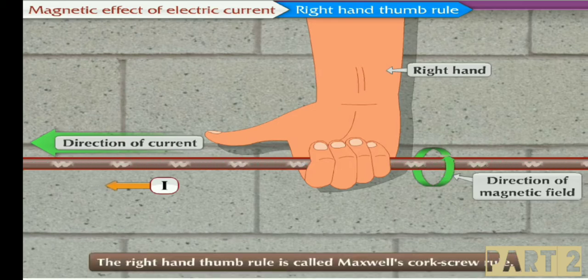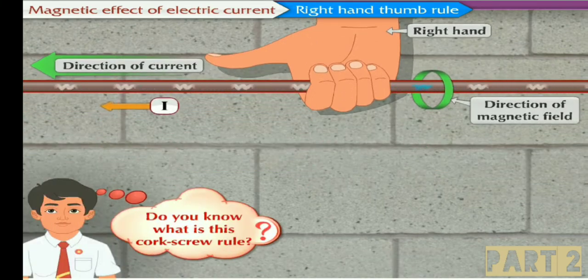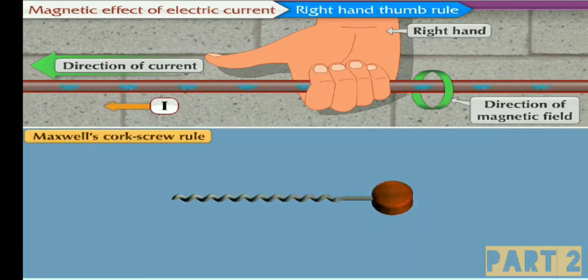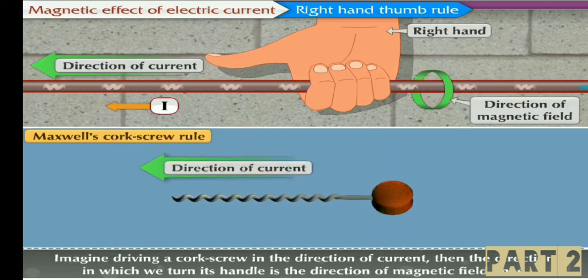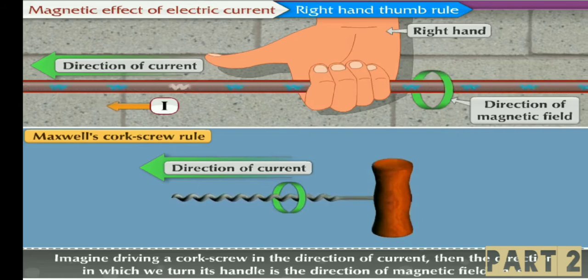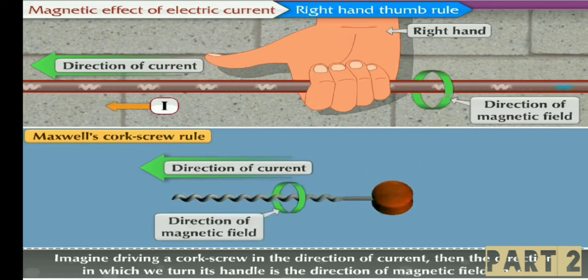The right-hand thumb rule is called Maxwell's corkscrew rule. Do you know what this corkscrew rule is? According to Maxwell's corkscrew rule, imagine driving a corkscrew in the direction of current. Then the direction in which we turn its handle is the direction of magnetic field lines.